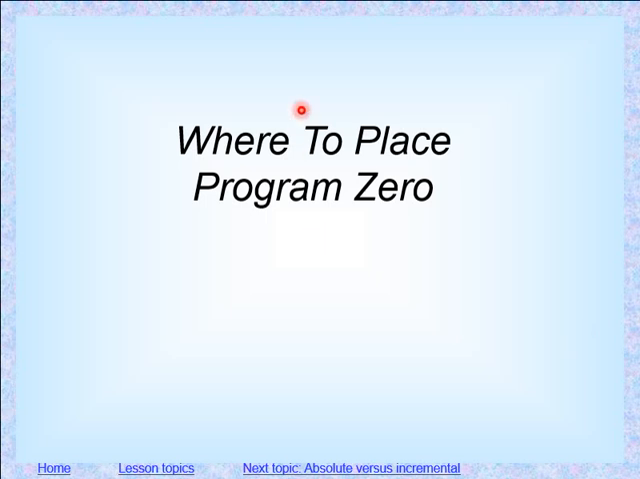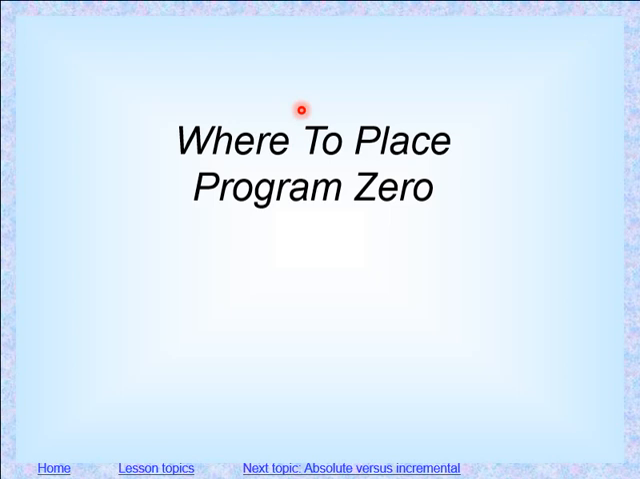So now that we know about polarity, we've got to figure out where we should place program 0. Why do we place program 0 in specific spots? Is it just because it's a needle in a haystack and you're just guessing? Or is there reasoning behind it? Well, there's obviously reasoning behind it.